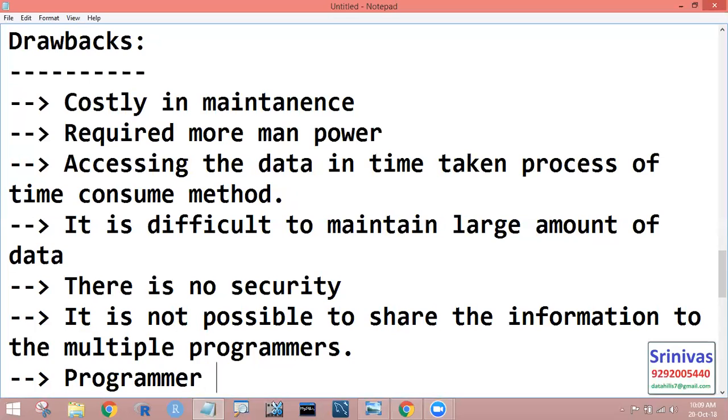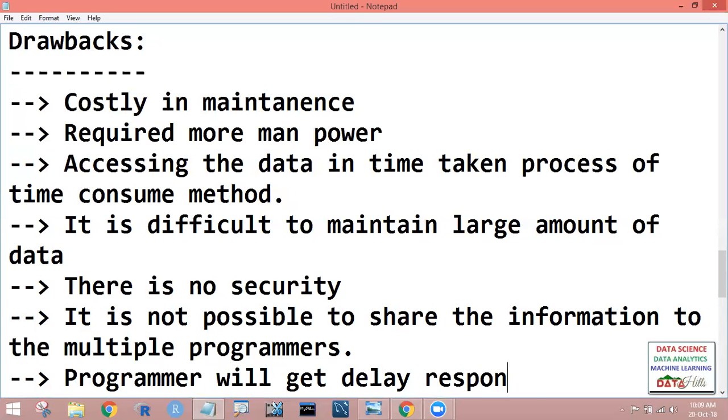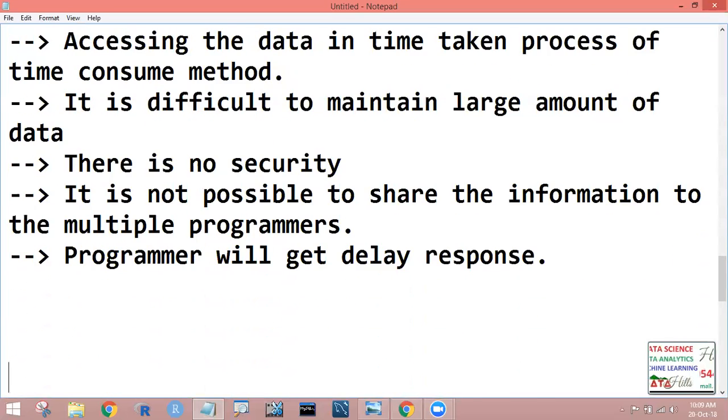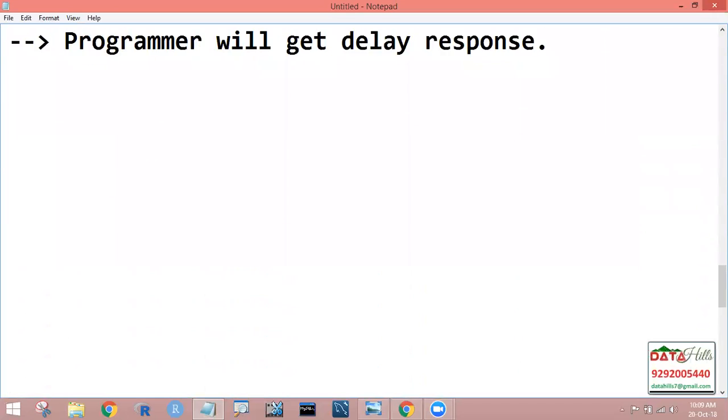Programmer will get delay a response. Okay, these are all the drawbacks that we are having in the file management system. Now let us observe the second DBMS model. What is the second DBMS model that we are having?